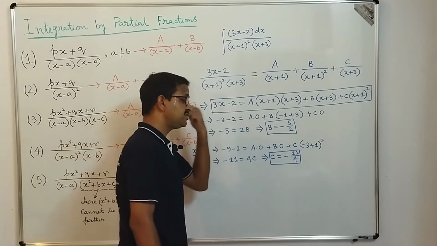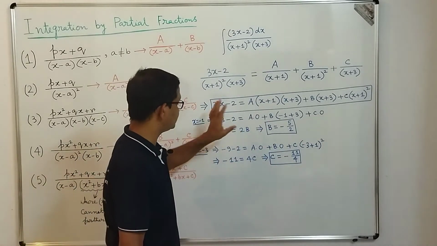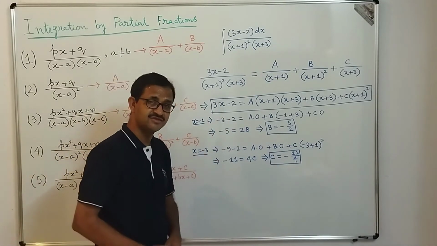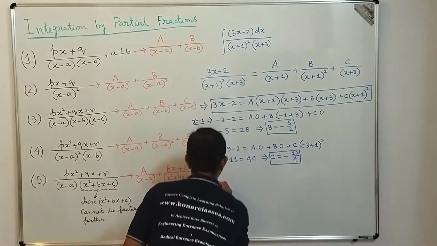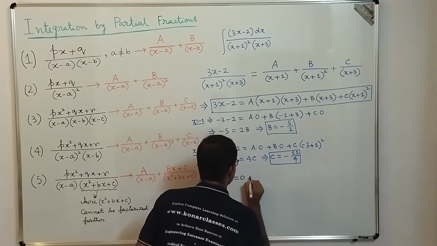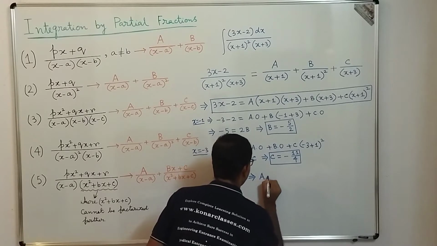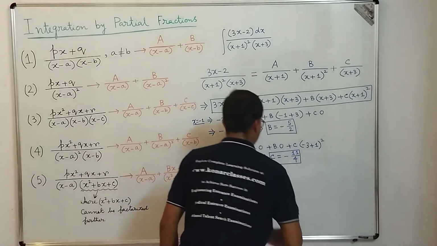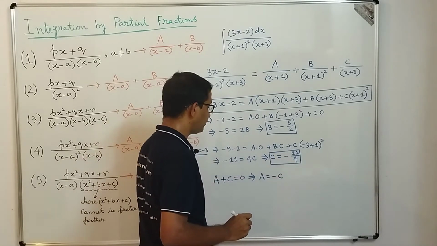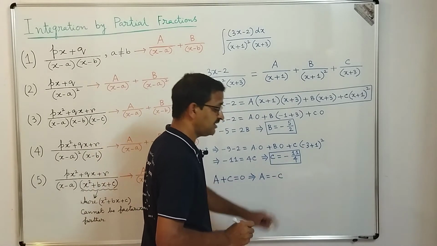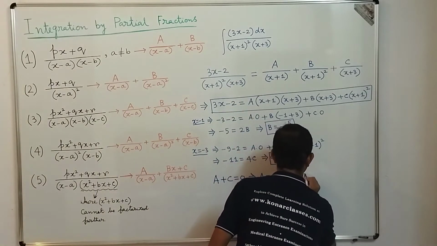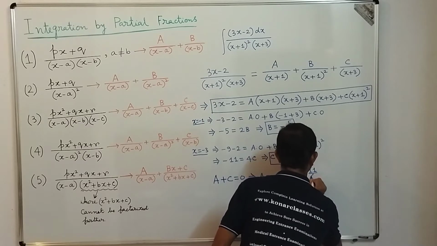And what is the coefficient of x square in the left hand side expression? It is 0, because there is no term containing x square in the left hand side. So what can we write? We can write that a plus c is equal to 0. So from here we find the value of a is equal to minus c. Now we already found the value of c as minus 11 by 4. So a should be minus of minus 11 by 4, that is equal to plus 11 by 4.